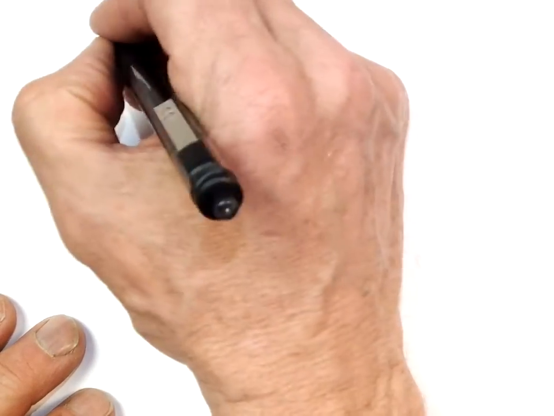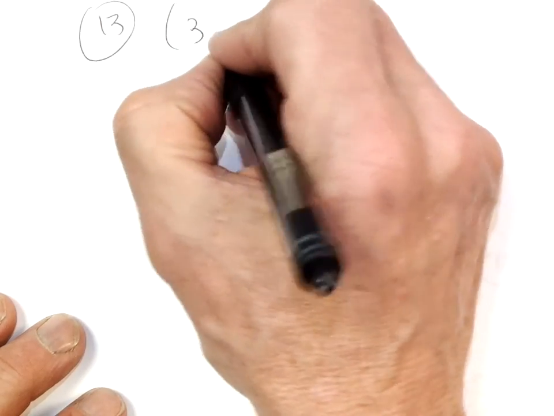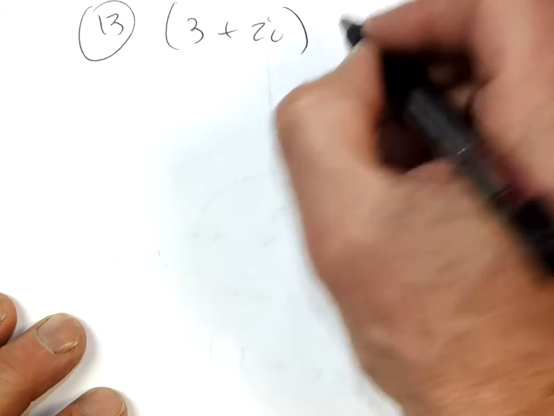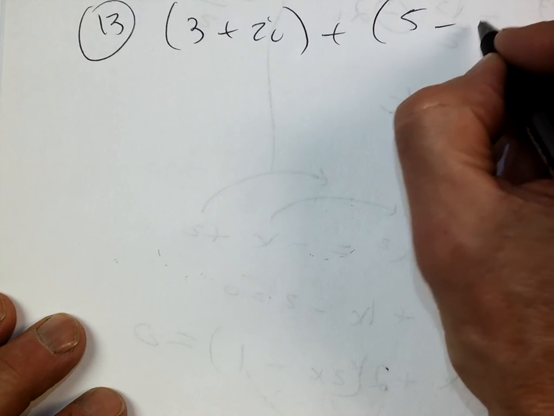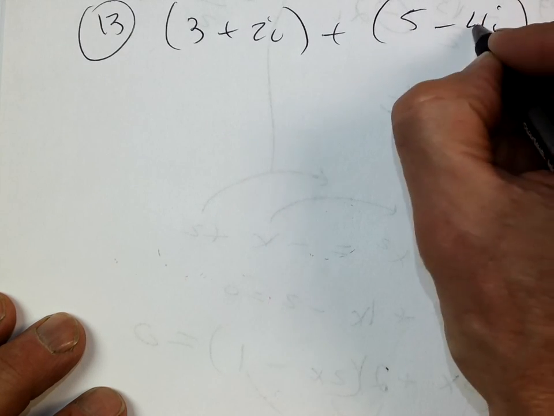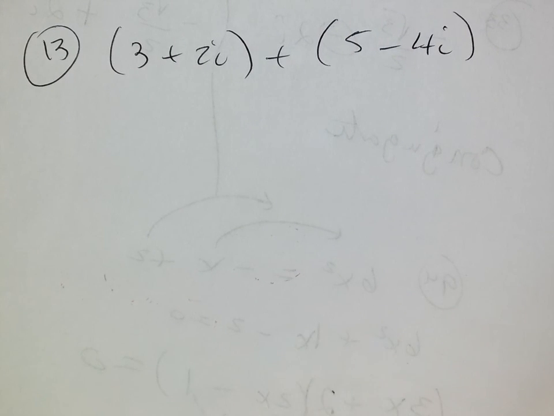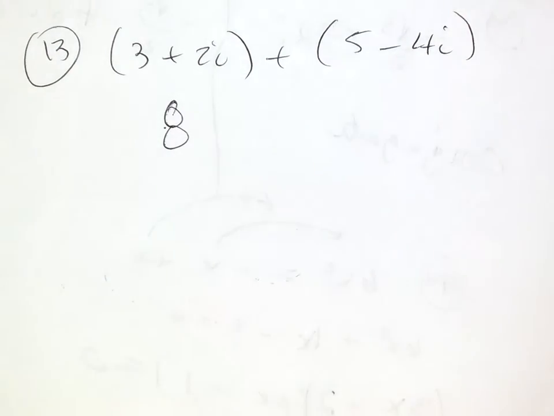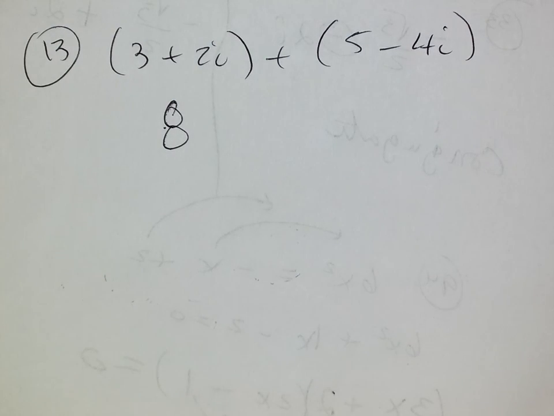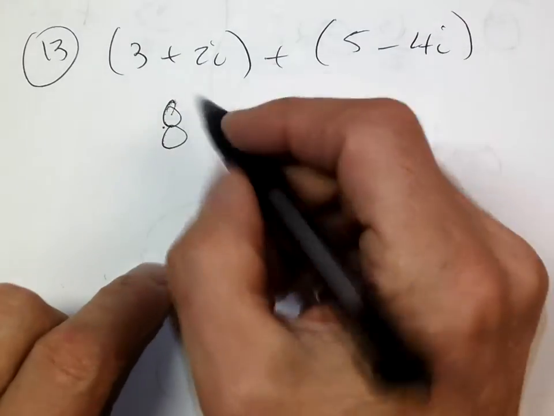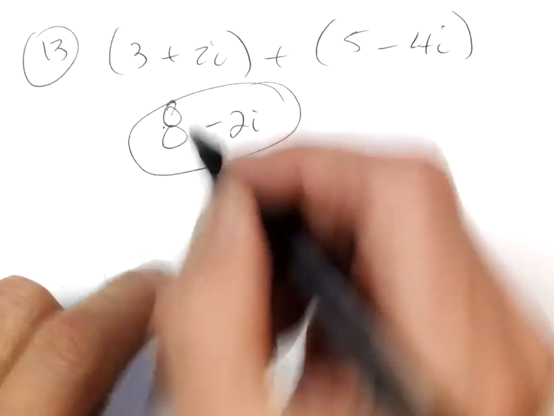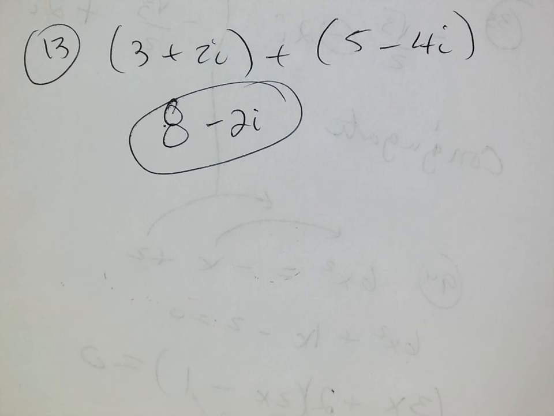Real quick, let's see, we'll call this number 13, okay? 3 plus 2i plus 5 minus 4i. Okay? i's are i's. We're just going to simplify it. It says add, and we've done this before too. Real numbers add to real numbers: 8. Imaginary numbers go with imaginary numbers: negative 2i. Done.